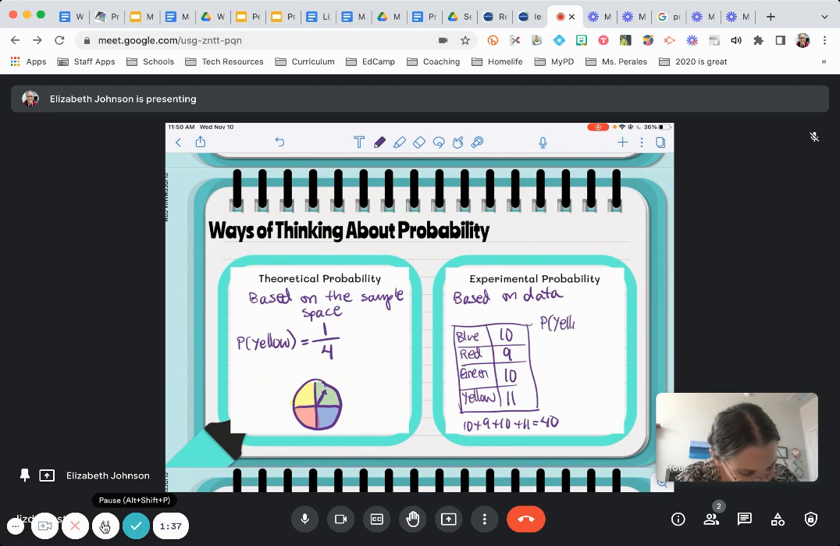If I want to know the probability of getting yellow, what I would do is write 11 out of 40. So 11 of my spins were yellow. I had 40 total spins. So my experimental probability of getting a yellow is 11 out of 40. Now that's another way of thinking about and calculating probabilities.